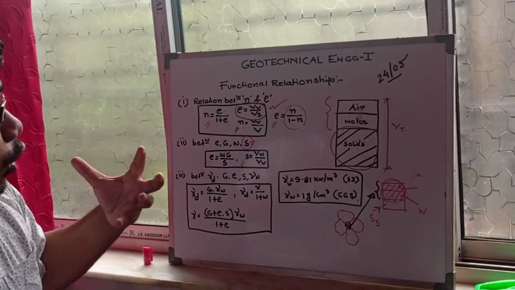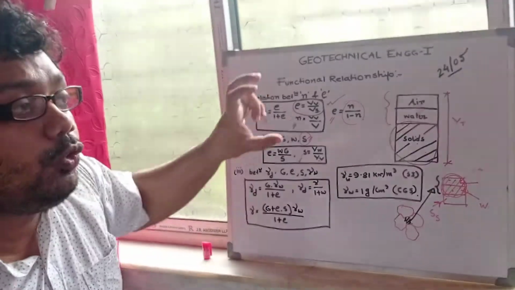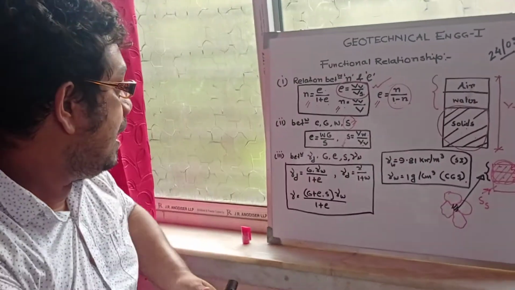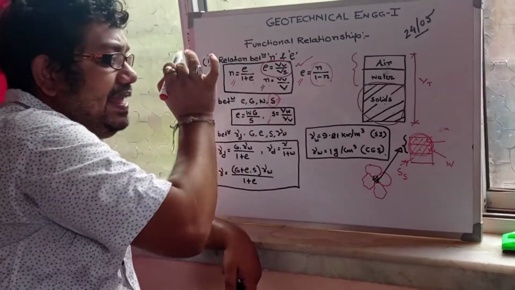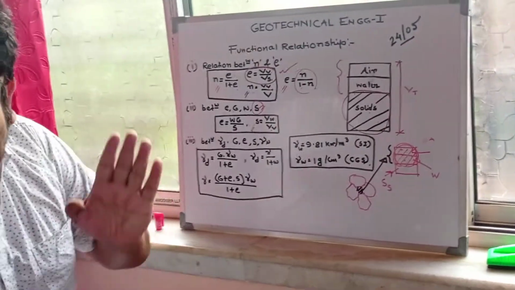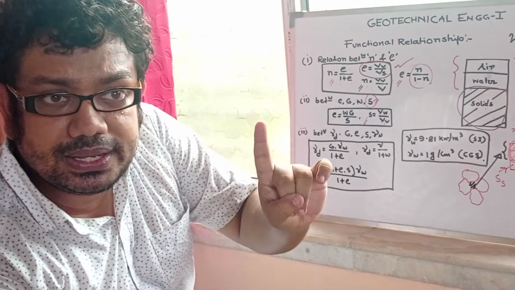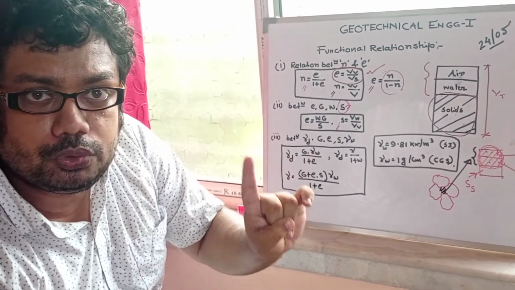That means volume of water present in the volume of voids. And now the relation is equal to Wg by S. You know, from a single equation, you are able to find out one unknown.